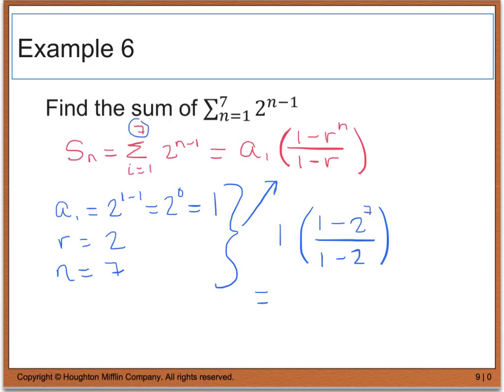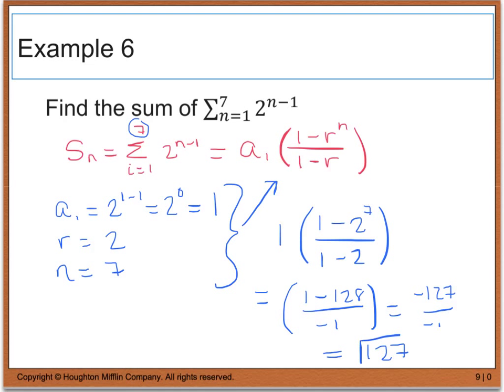When I simplify this, I'm going to ignore the 1 because 1 times anything is that anything. So I'm just going to focus on simplifying the stuff inside the parentheses. I end up with 1 minus 2 to the 7th, which is 1 minus 128, divided by 1 minus 2, which is a negative 1. So I end up with a negative 127 divided by a negative 1, which is really equal to a positive 127.